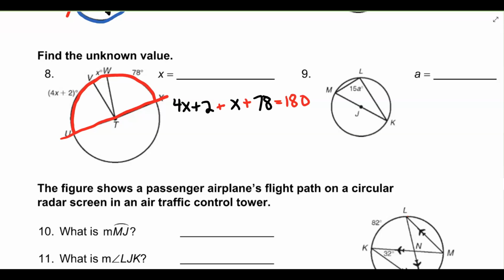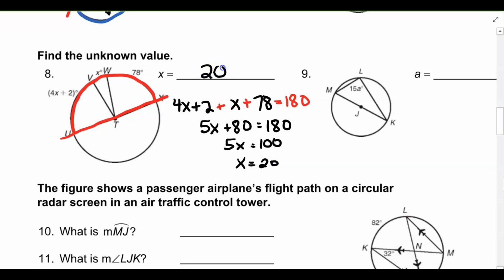So combine like terms and solve. We have 5x plus 80 equals 180. Subtract the 80 to have 5x equals 100. Divide by 5 and get x is 20. They didn't ask us to plug anything in. That's our final answer.